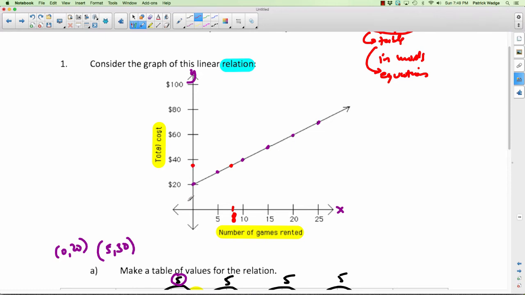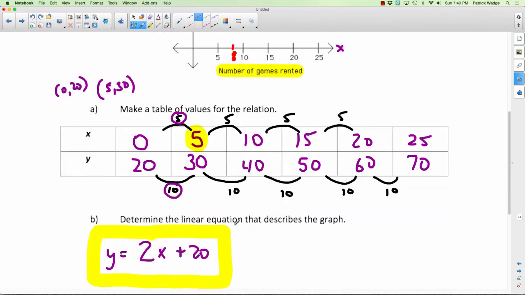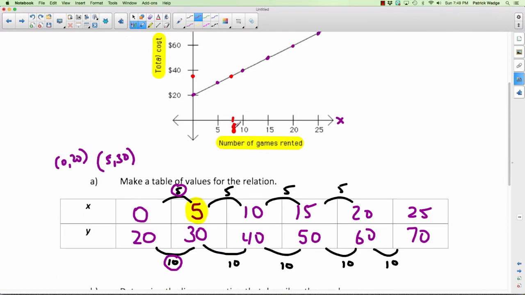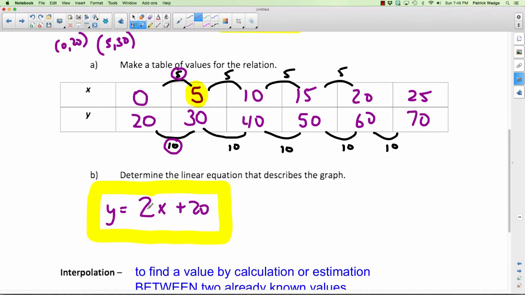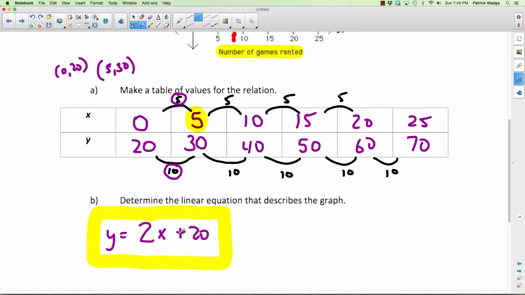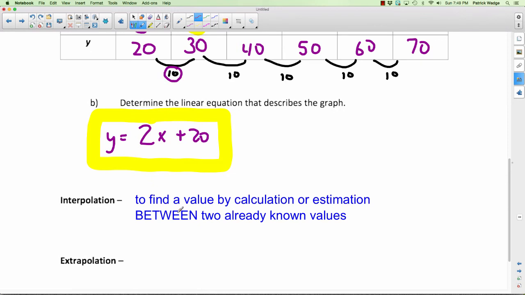So I don't know, what's that? Around 35 or something would be a good estimate? Or even better, once you have the formula, you just plug into there. If x is 8, the number of games is 8, I just put 8 in here. 2 times 8 is 16, plus 20 is 36. Oh, my estimate was 35 when I looked at the graph. It's 36 when I use the actual formula. So that's what they mean by interpolation.